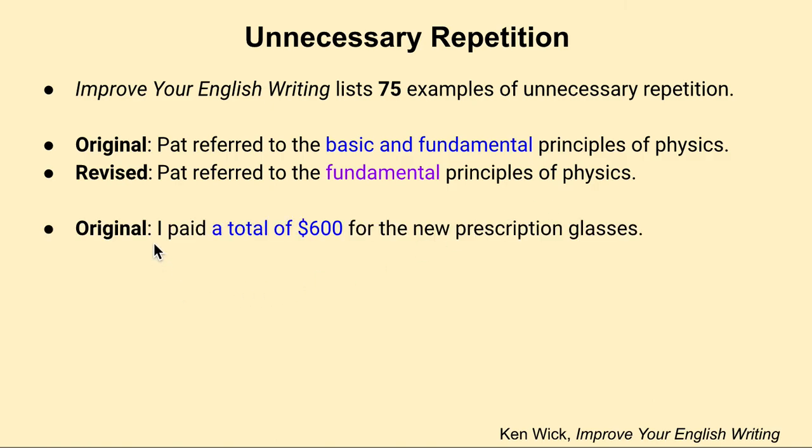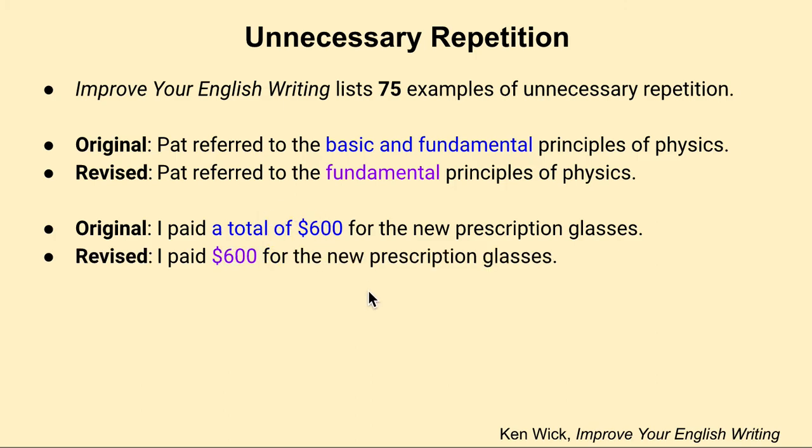Another example is I paid a total of $600 for the new prescription glasses. There's some unnecessary repetition going on here. And you can rewrite this, I paid $600 for the prescription glasses. A total of, why do you need this here? A total of 600. You can just say 600. These are just extra words that you can delete.